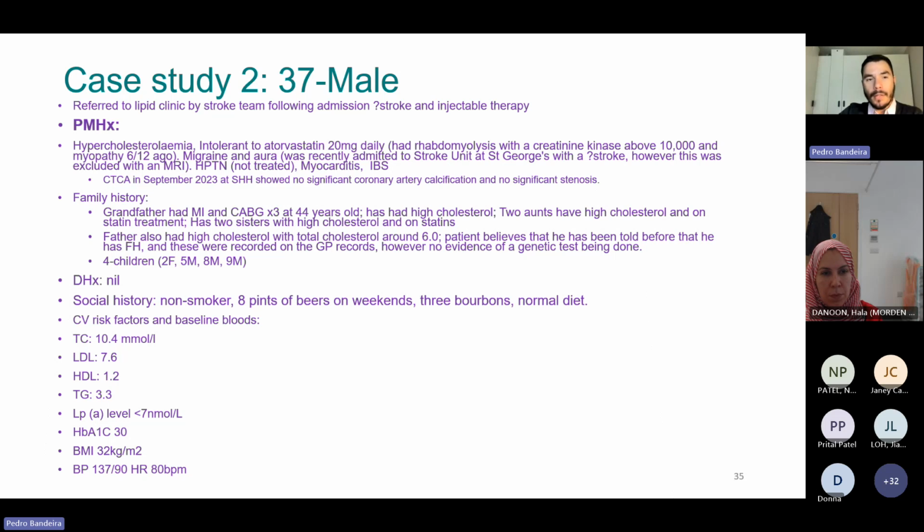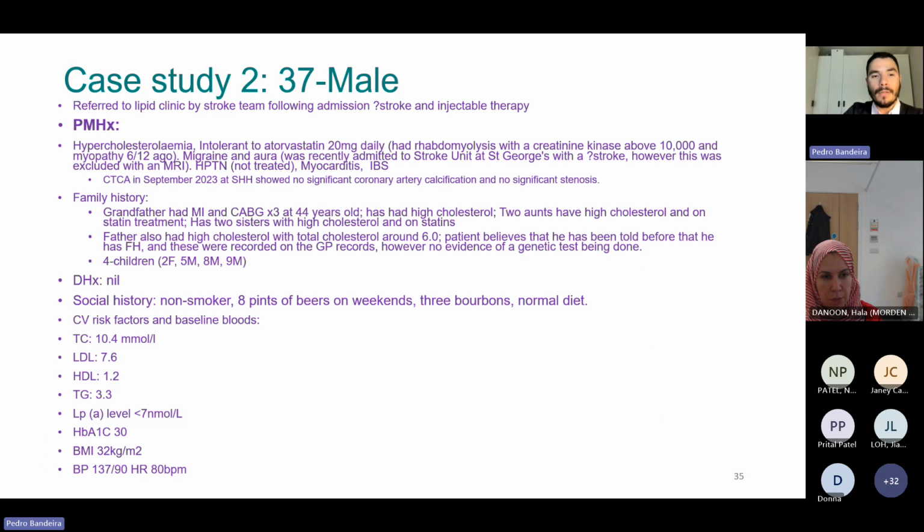So I've got another case study, another patient from my clinic, seen last year after having been admitted to hospital with a query stroke. One of my colleagues, a pharmacist, advised he would be seen in our clinic. He's got a history of high cholesterol and a history of previous statin intolerance, which was quite severe. It caused rhabdomyolysis with very, very high CK.